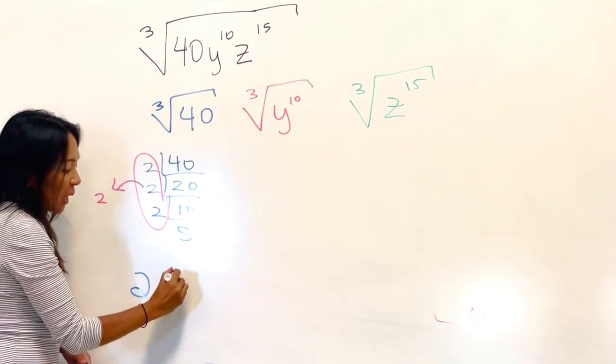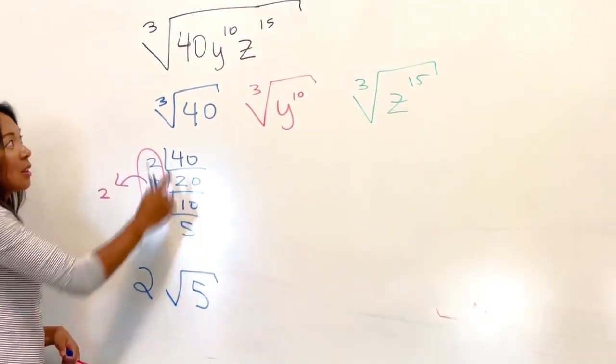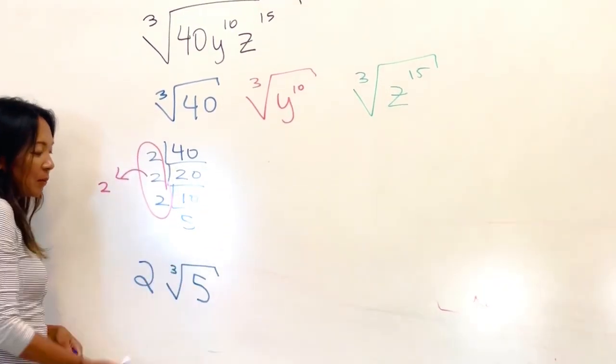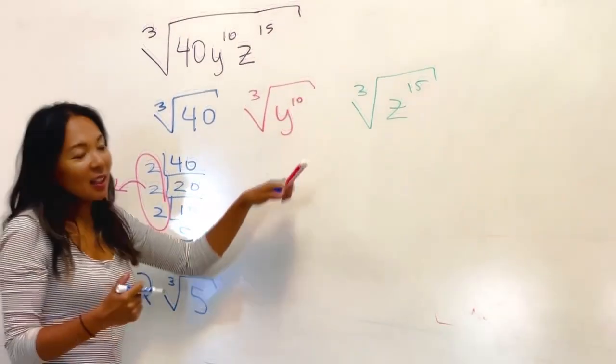Inside my radical, what do I have? 5. What am I missing? The cube root, right? Cube root. So that's the answer to this part. Everyone okay with that? Let's look at this.